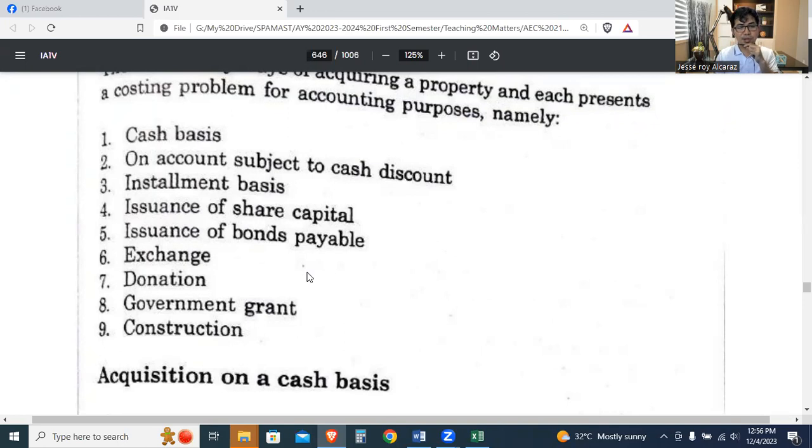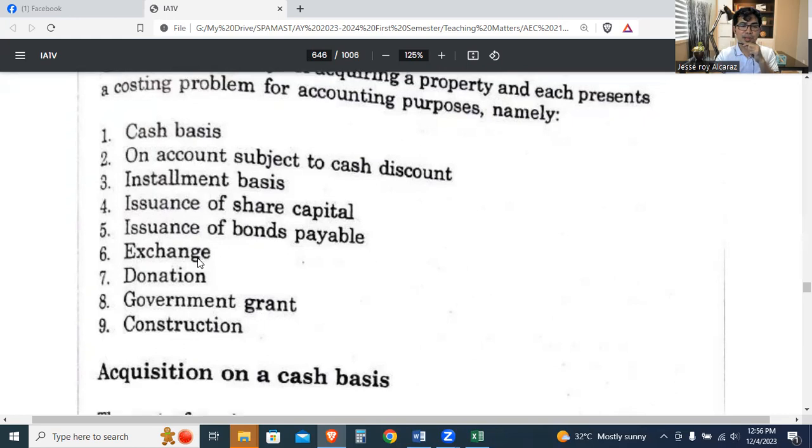We also have donation. Well, of course, you donate. Government grant and construction. So sa government grant, yatag sa government. And of course, we have construction, especially for building. So there is a separate chapter for government grant and construction of PPEs, but I'm unsure if kaya pa ba nato siya i-cover. But for purposes of this discussion, we will be discussing cash basis, on account, and then installment basis lang of purchases for property.